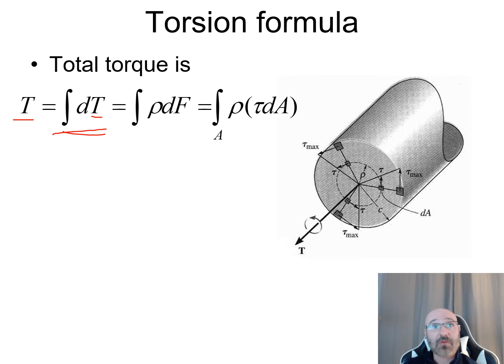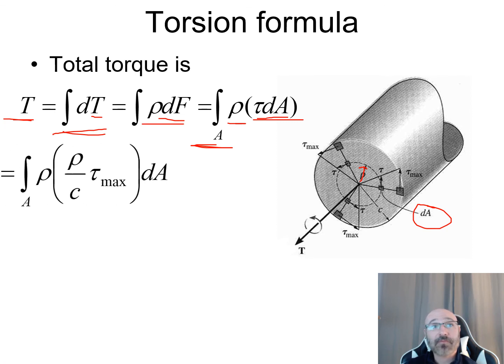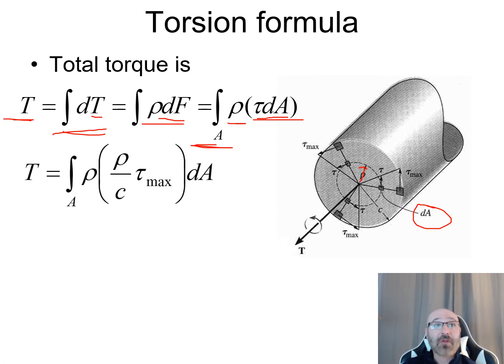Well, torque we saw was our rho dF, and we said that dF was equal to tau dA. So now our total torque is equal to the integral over the area of our rho, there's that radius going out, times our tau, our shear stress, times the area of our differential element, dA. So we can change that up a little bit, and what we can say now is that our T is equal to the integral over area of rho times, now we can write this in right here for our tau dA.